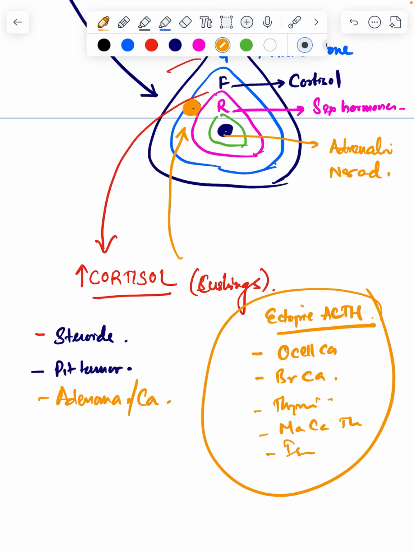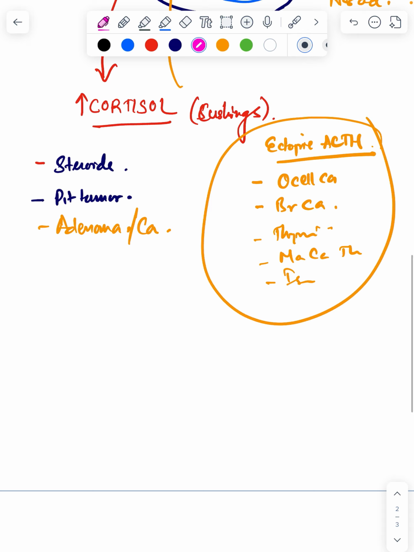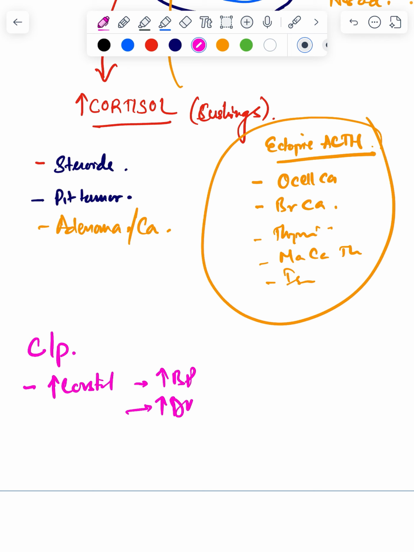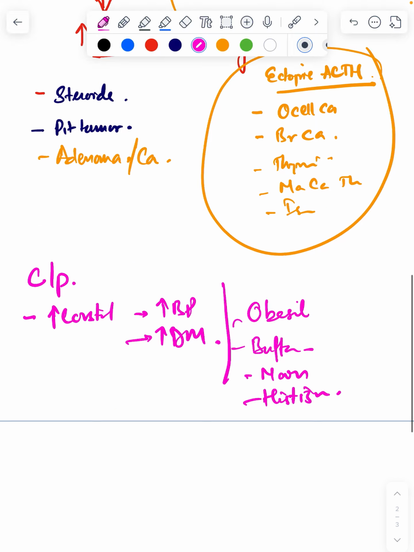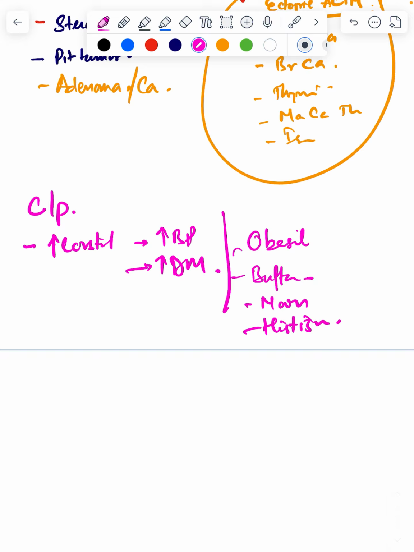All these lead to what clinical picture? What will happen because of this? Clinical picture will be increased cortisol leading to increased blood pressure, increased sugars, that leads to diabetes mellitus, and you see obesity, buffalo hump, moon face, hirsutism, more hairs, and may lead to osteoporosis and all this.